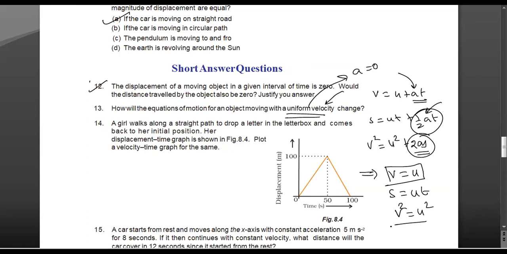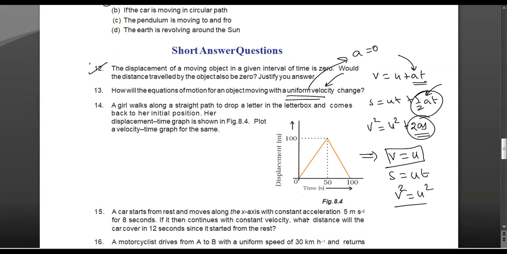Yes, sir. Okay. In question number 14, a girl walks a straight path to drop a letter and comes back to her initial position. Her displacement time graph is shown in the plot. It is being given. Plot the velocity time graph for the same.